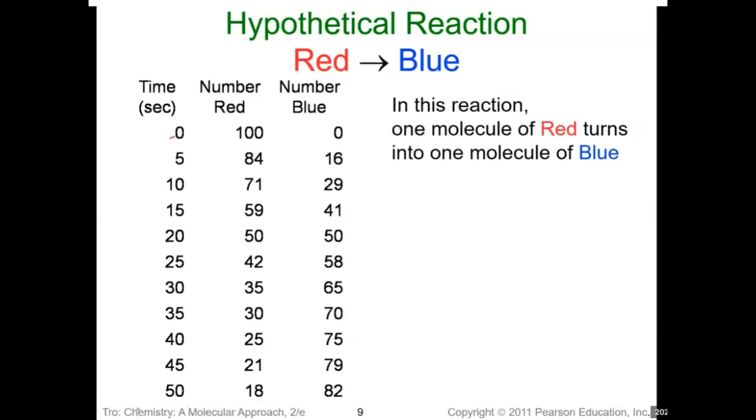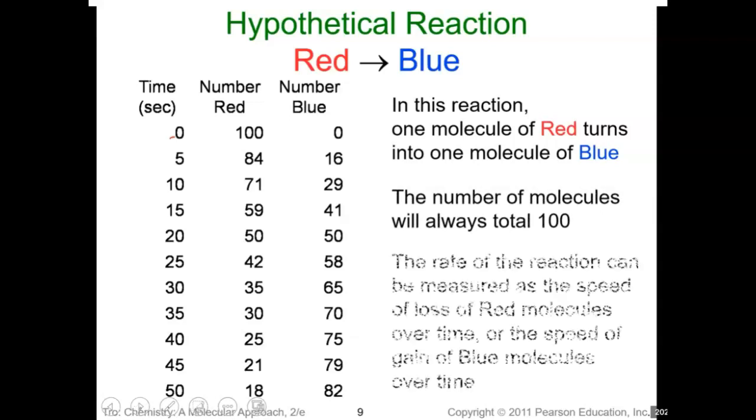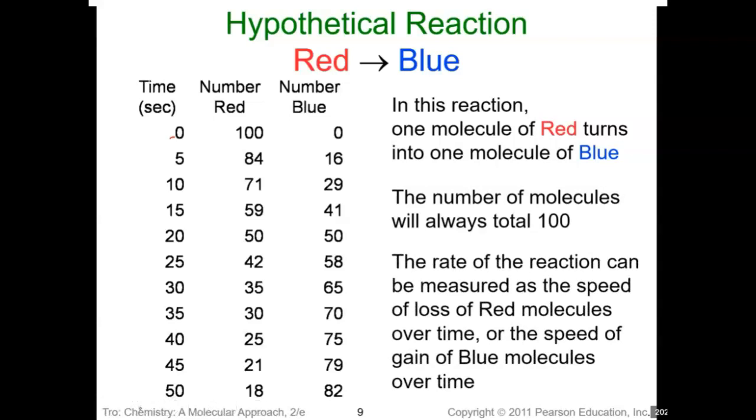So in this reaction, one red molecule turns into one blue molecule. The number of molecules is always going to equal 100. And the rate of the reaction can be measured as either the speed of the loss of red or the speed of the gain of blue. So we can look at it as the decrease of red or the increase of blue.